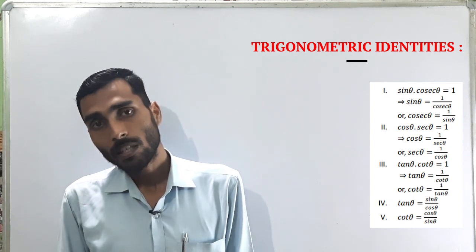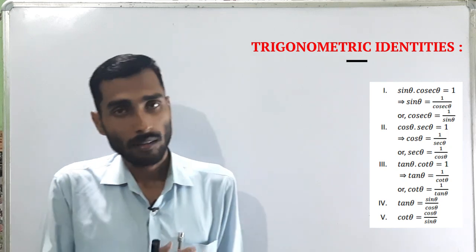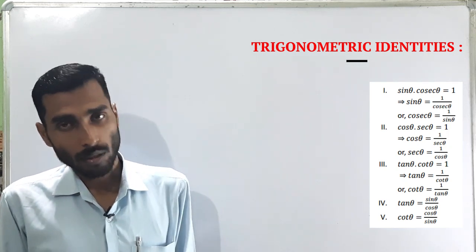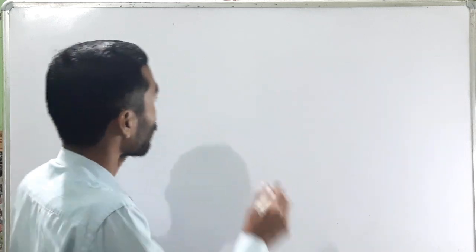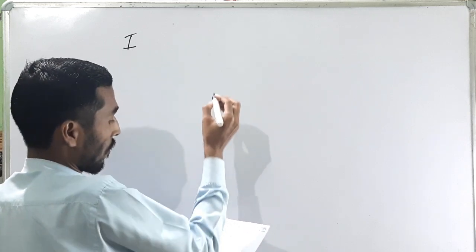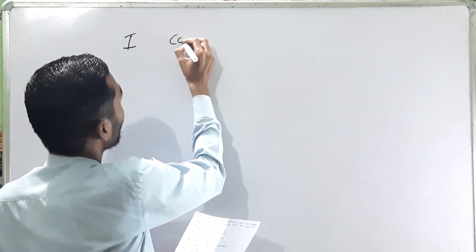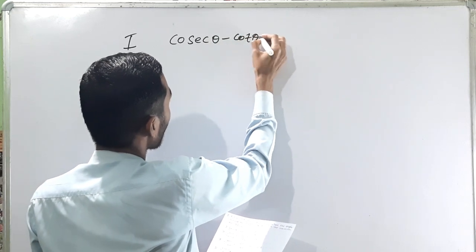So we will use these identities in proving some questions related to trigonometry. Okay, so the first question is cosec theta minus cot theta.